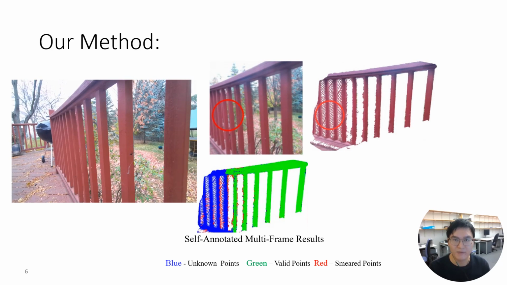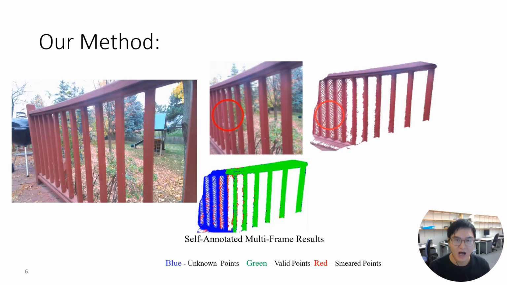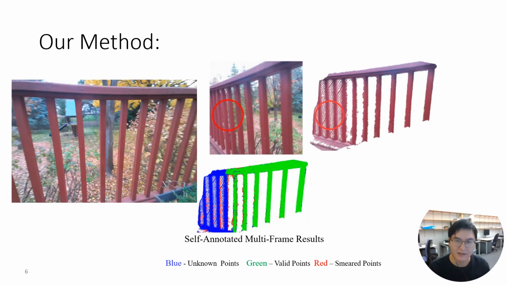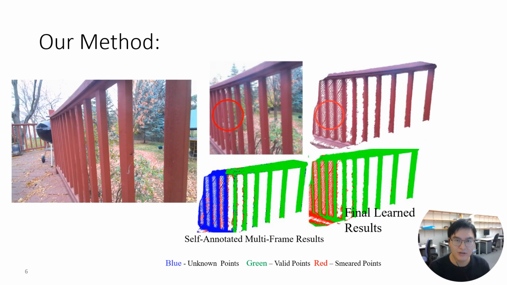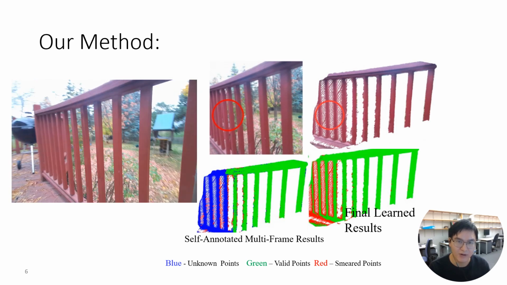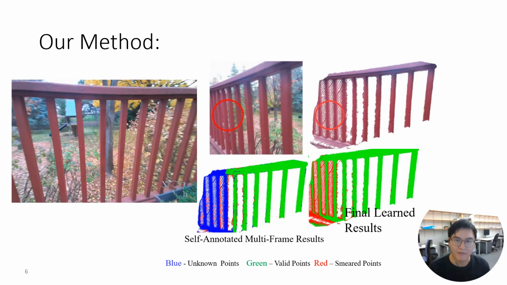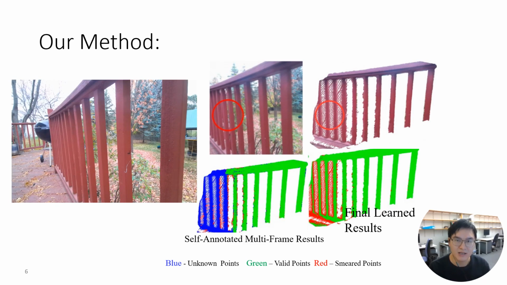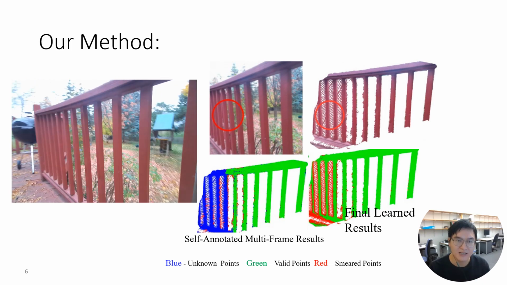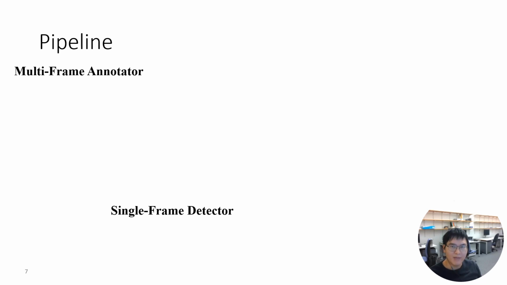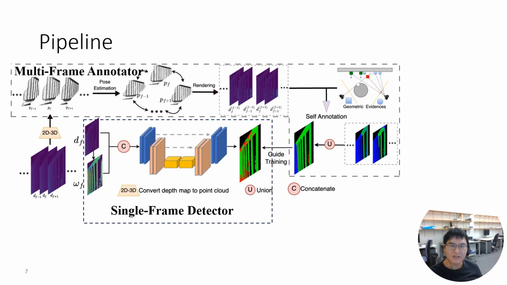Since these smeared points often have large errors, our approach is to identify them for removal rather than collect their depths. So we choose to train a segmentation network only using the partial annotation results for smeared and valid points. Finally, our method can classify pixels in a single frame as smeared or valid. Concretely, our method consists of two distinct components, a multi-frame pixel annotator and a single-frame pixel detector.